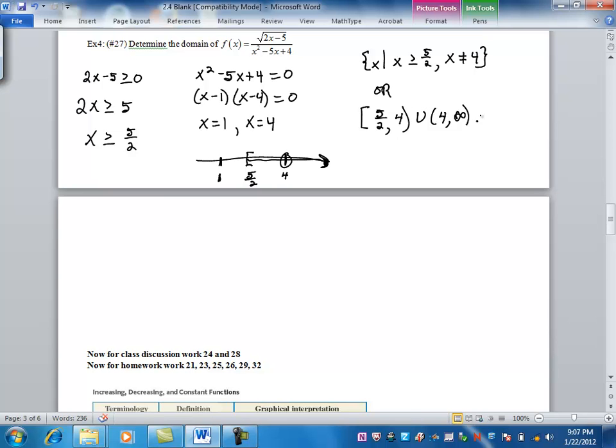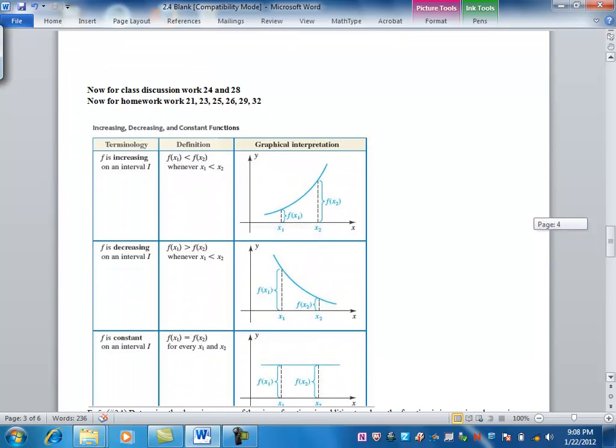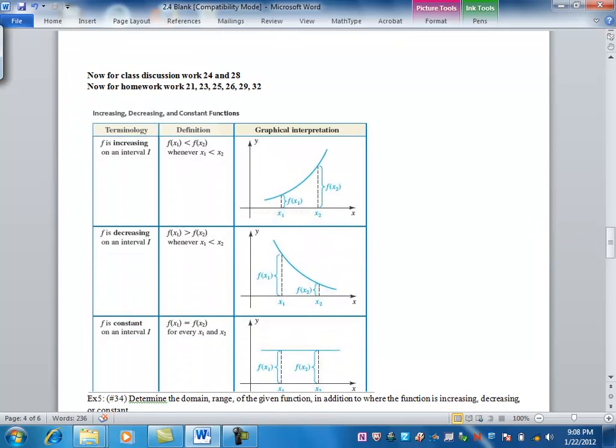So either way, we can represent what the domain of this particular function is, and we've got to be careful to make sure that we don't have a negative under a radical, or that we can't have 0 in the denominator. All right, and so along those lines, please take a look at problems 24 and 28 for class discussion. You can see the homework there that I'll be potentially checking: 21, 3, 5, 6, 9, and 32.